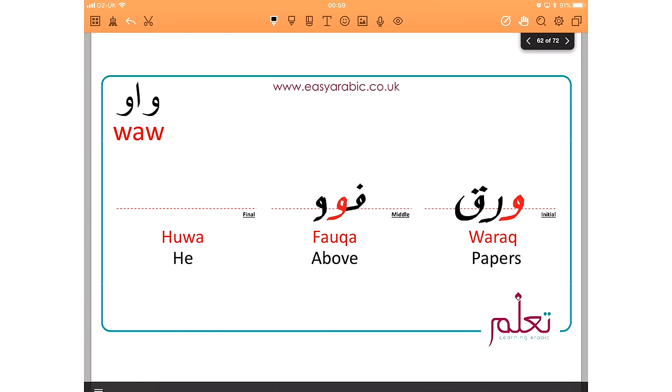So we do fawqa, which is fa, then we do the waw, then we do the qaf. Fawqa. And last one is huwa, which is he. So we'll do the ha, and we'll do the waw. Huwa.